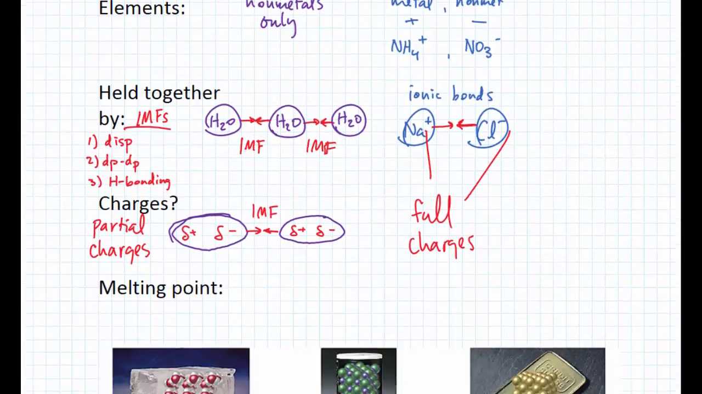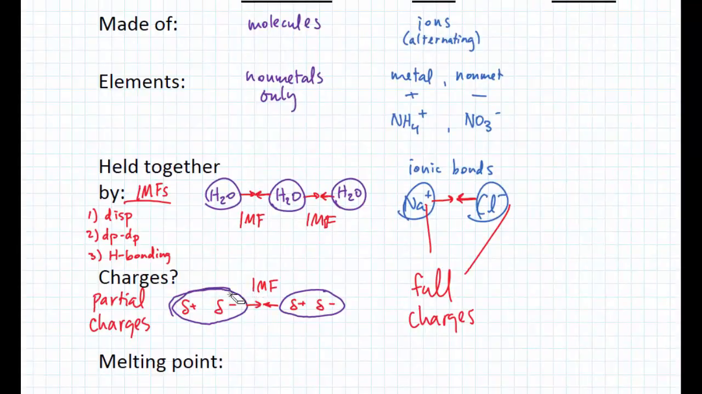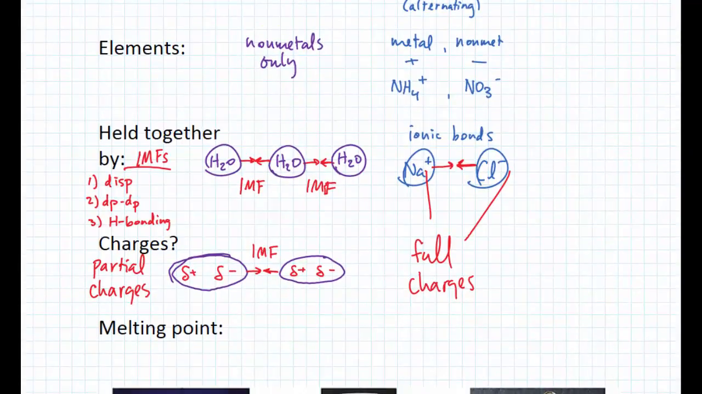So what do you think is going to be a stronger interaction? The attraction of these partial charges in those molecules, or the attractions of the full charges between those ions? What's going to be stronger? Yeah, full charges are going to be stronger. So melting points of molecular substances are usually pretty low, in general under 200 C, let's say, lower than ionic at least, where ionic compounds have very high melting points.